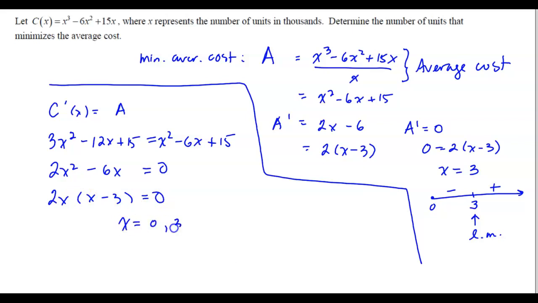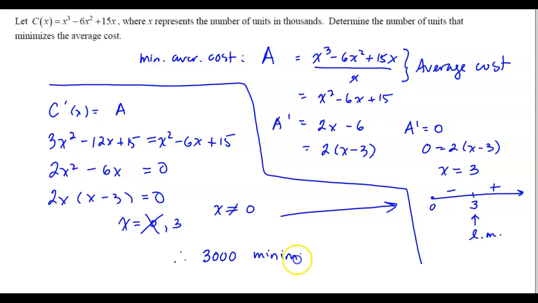But really, for average cost, we can't have x being 0, right? It doesn't make sense. We haven't sold any, so you can't get an average cost. So we would call that inadmissible, and then you can look at the same properties. So therefore the number of units that minimizes the average cost is 3,000 units.